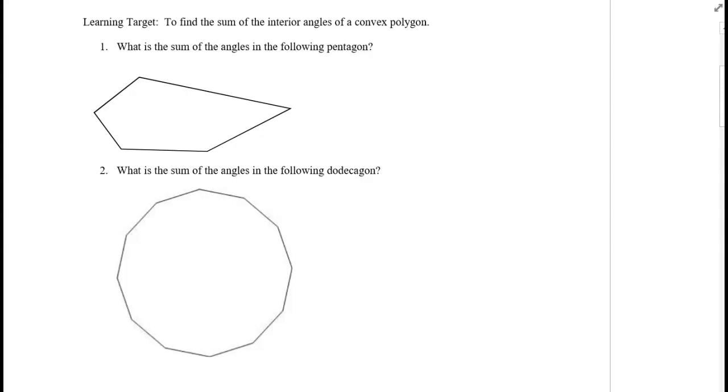Hello geometry students. Today's learning target is to find the sum of the interior angles of a convex polygon. And in problem number 1 we want to find the sum of the angles in the pentagon. Now remember, a pentagon has 5 sides.